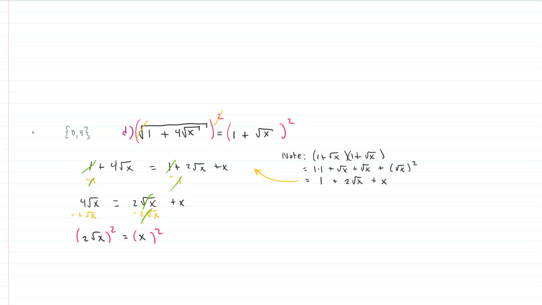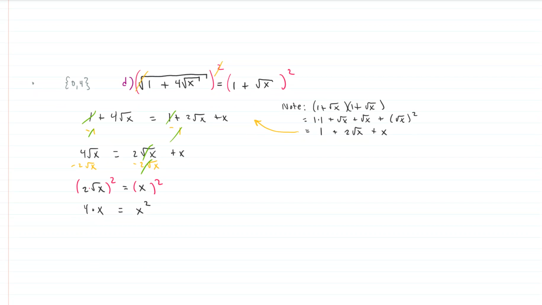Well, now we can square. We've isolated the radical and we can square. So when we square on the left, we square the 2 because this is a product, so we square everything inside. So we square the 2 and we get a 4. We square the root x and the square and the root x cancel, and we're just left with x. So we have 4 times x equals x squared. Let's get everything to one side.